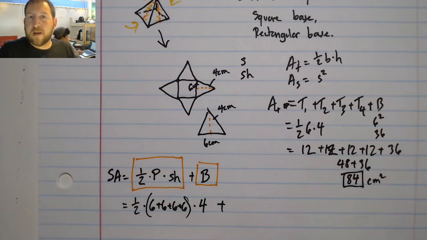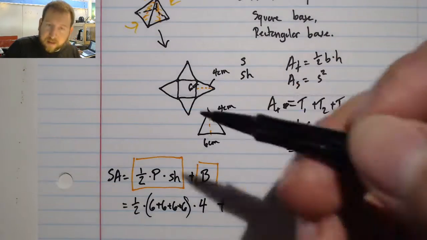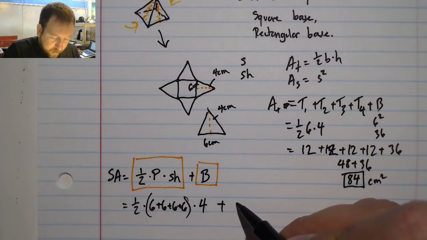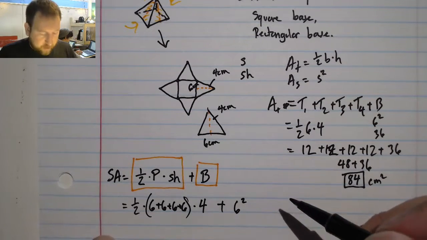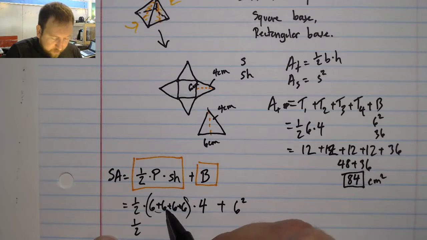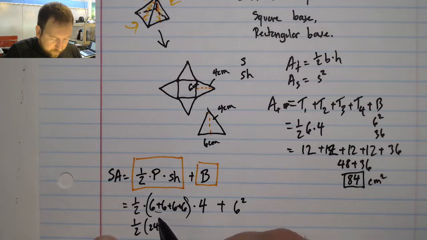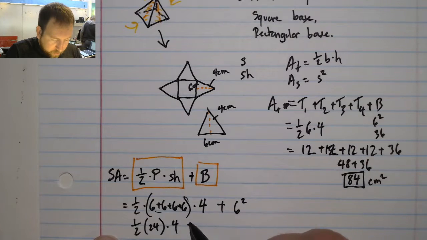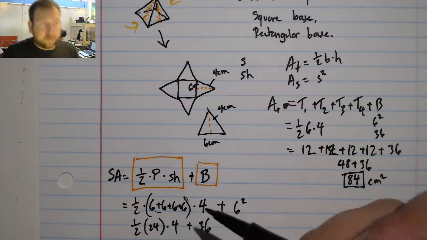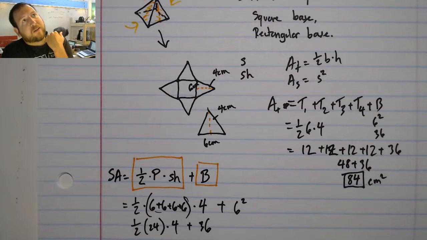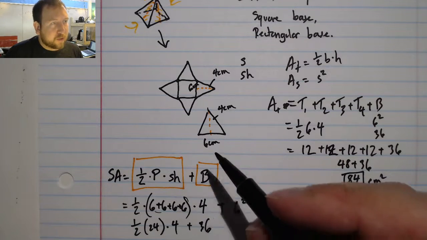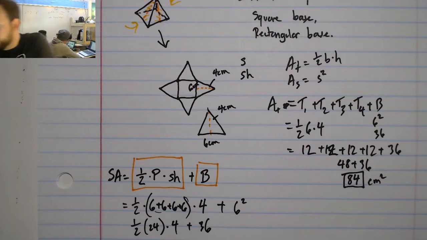And then this means my base area, so it's going to be 6 times 6, because the area of a square is s squared. So I'm going to write 6 squared. Simplifying all this out, this is going to be 1/2 times 24 times 4 plus 36. 24 times 4 is 48, times 2, and that would be 106, I think.